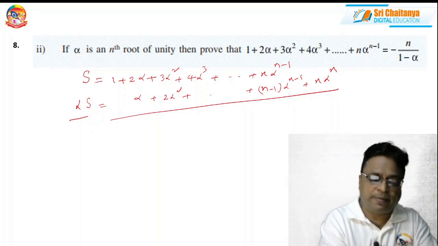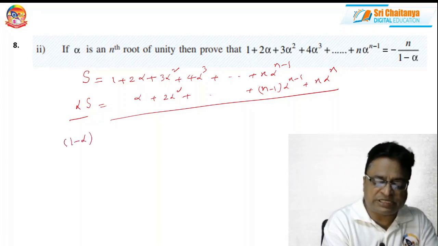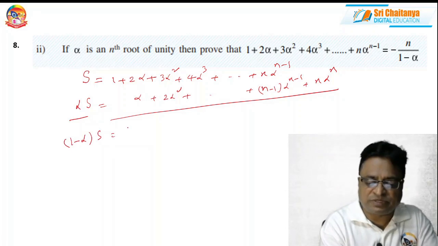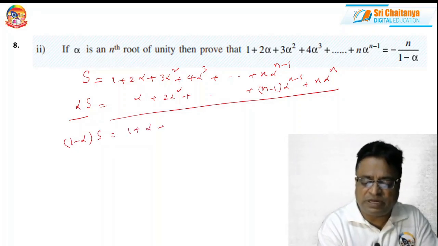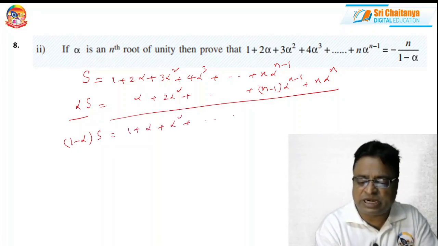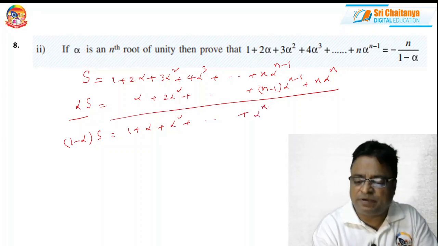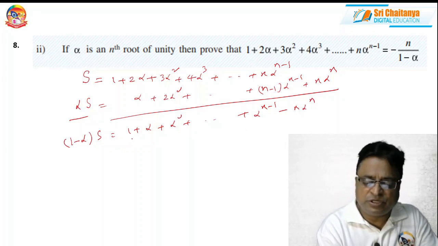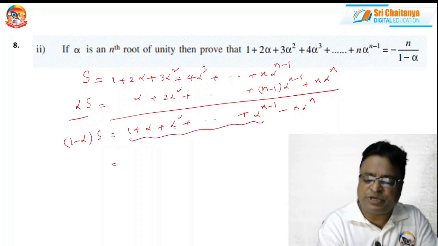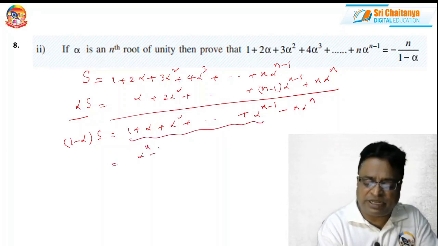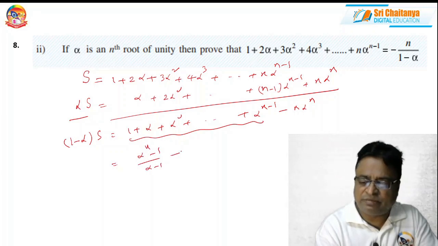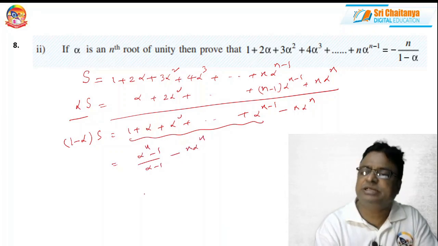Then the same problem. So 1 minus alpha into s subtracted. So this becomes 1 plus alpha square plus and so on plus alpha power n minus 1 minus n alpha power n. So this is sum to n terms, that is alpha power n minus 1 by alpha minus 1 minus n alpha power n, you can get it.